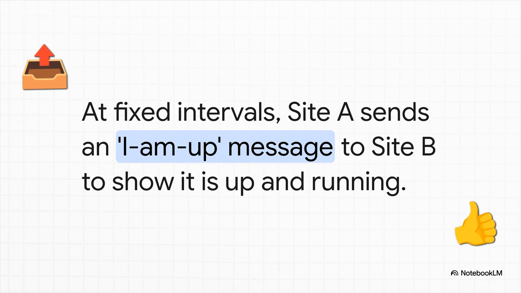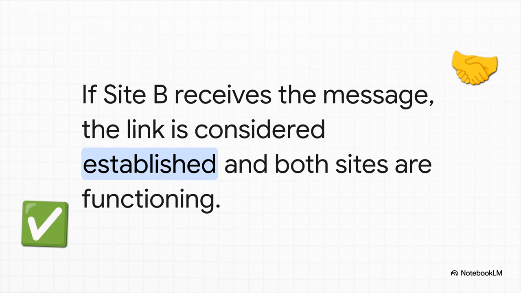Let's imagine you have two systems talking to each other. We'll call them Site A and Site B. Every so often, at a set interval, Site A just sends a tiny message over to Site B that basically says, "I'm up." Site B gets that little "I'm up" message, and all is well in the world. It knows Site A is online, the connection is good, and the conversation can just keep on going. Everything is humming along just as it should.